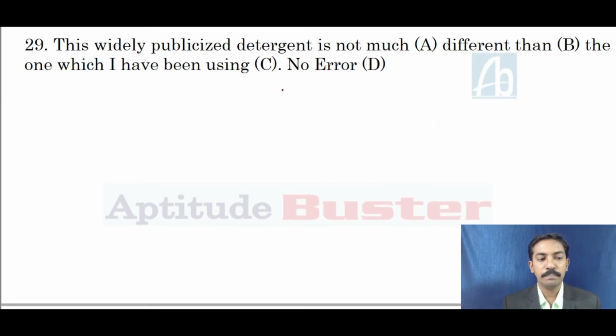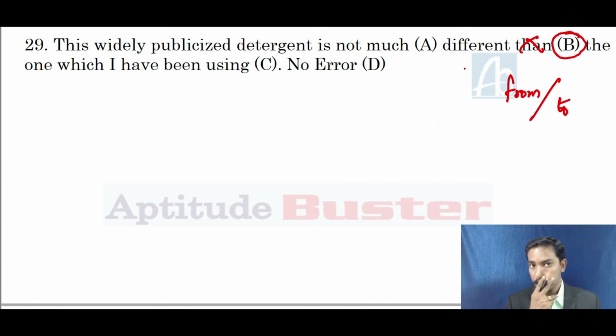This widely publicized detergent is not much different than the one which I have been using. Pretty much easier. The error lies in segment B. The answer is it's not different than. The word different will take a preposition either from or to. It is different from the one which I have been using. Either you can say different from the one I have been using, or you can say different to the one I have been using.